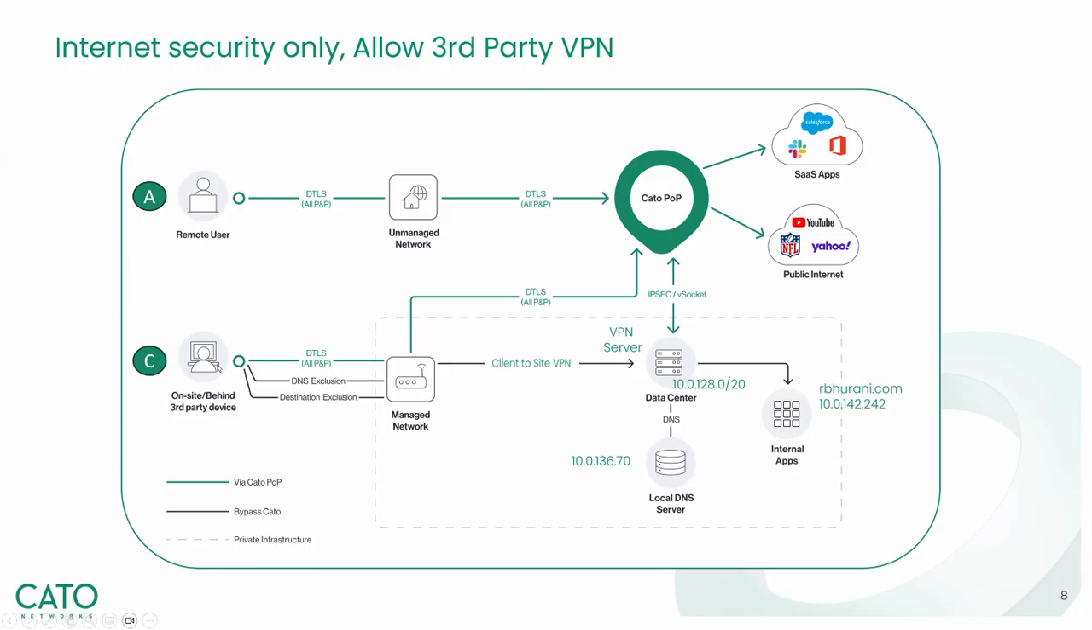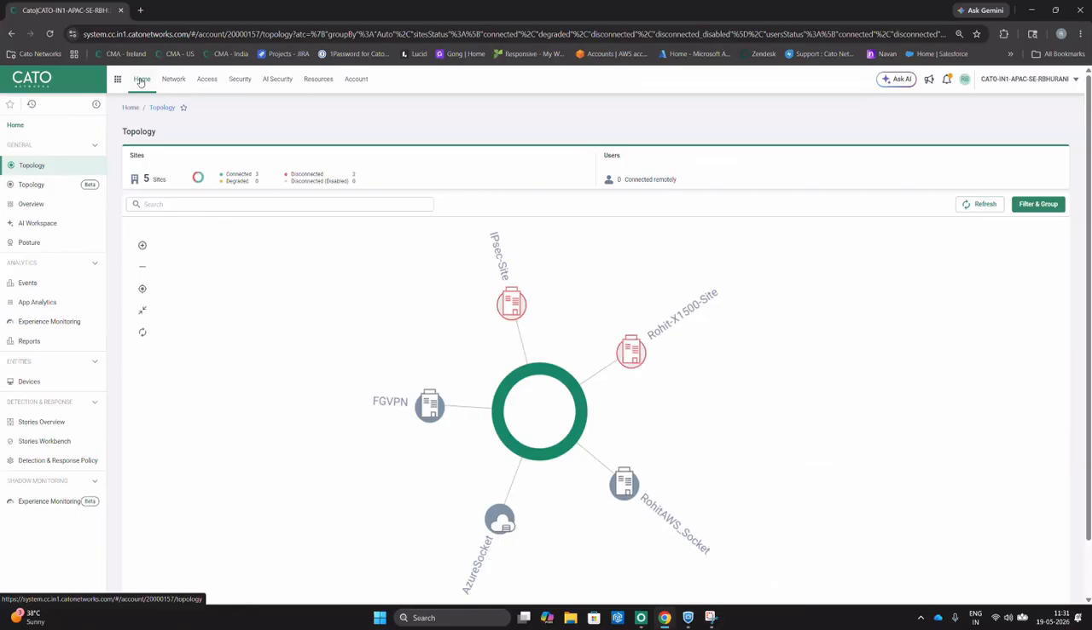So when a user types in rburani.com, the DNS query will be sent out to this DNS server and replied back to the source. The source will open the web page, again initiating an HTTPS connection to rburani.com. All right, this is the scenario which you will see in the demonstration. All right, let's see the demo.